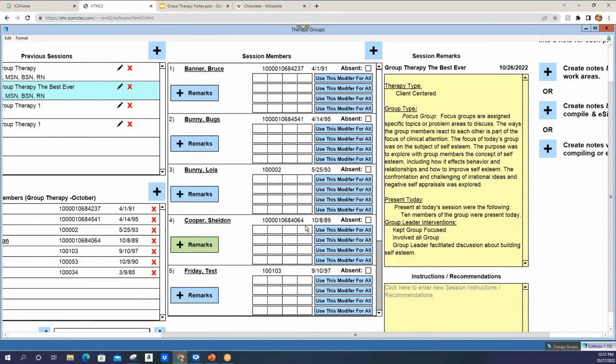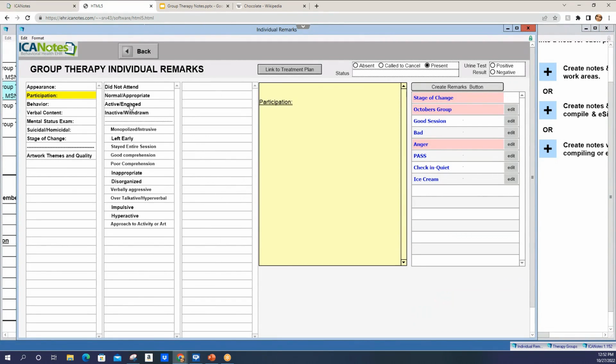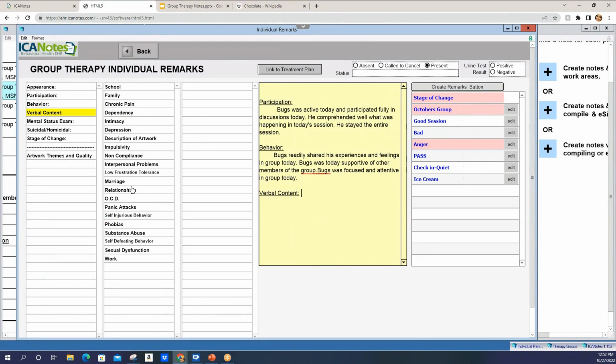So there's Sheldon's note. Now let's pretend Bugs Bunny was an angel during group. He did great. He was so good during group. His participation is that he was active and engaged during group. We say that he had good comprehension and he stayed the entire session, and his behavior is that he was sharing and supportive, and he did wonderful during group today. He was attentive, and his verbal content is he talked about maybe some relationship issues.